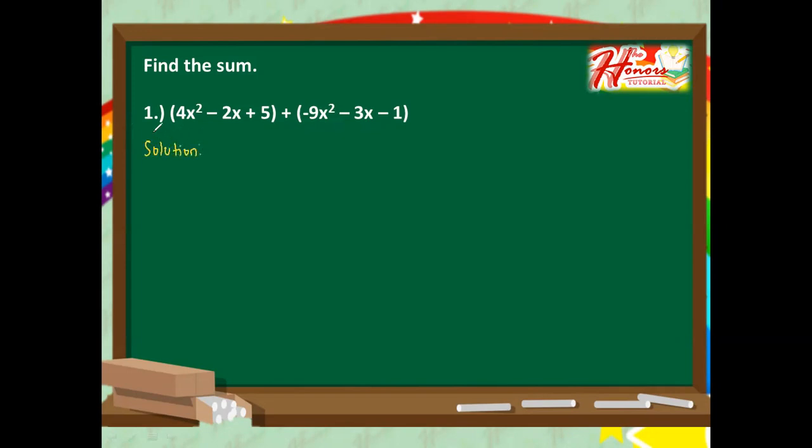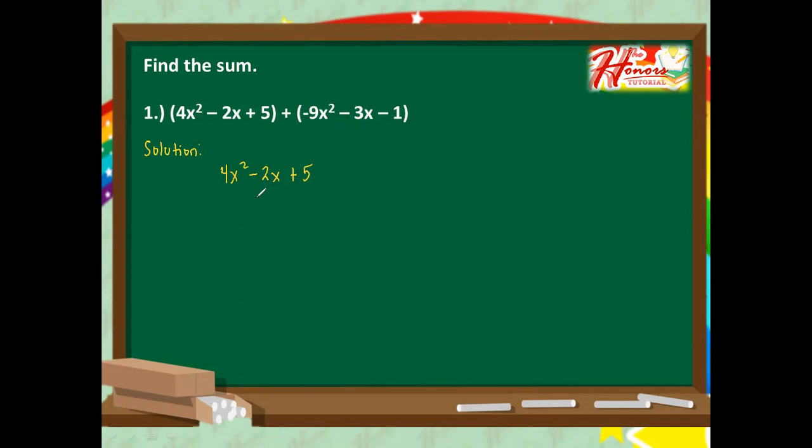Again, write the given vertically. So let's have the first polynomial. We have here 4x squared minus 2x plus 5. And then we will be having the second given, which is negative 9x squared minus 3x minus 1. But please do remember that you have to write negative 9x squared below the term that is similar to it.